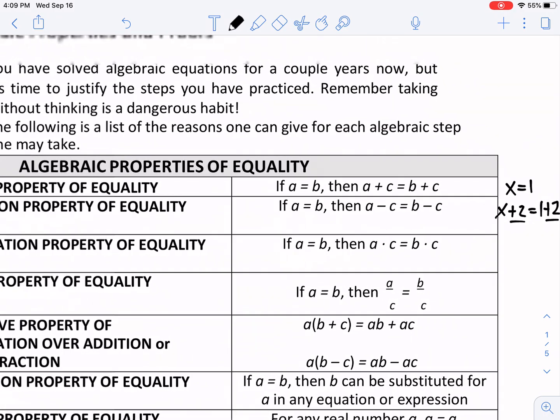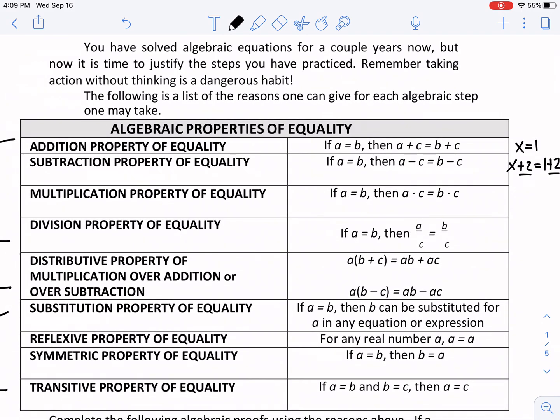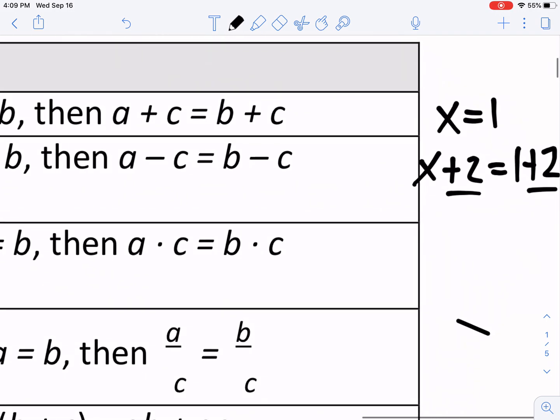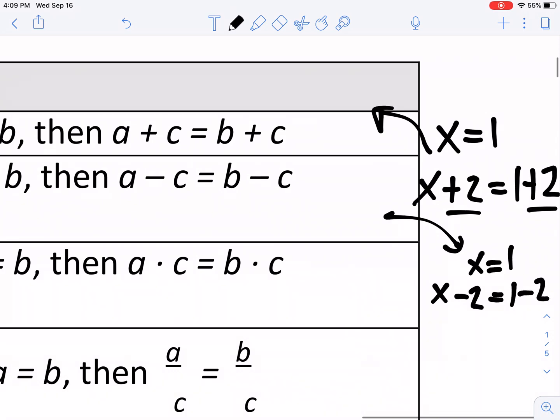The subtraction property of equality, you guessed it, says I can subtract the same thing from both sides. So if A equals B, then A minus C equals B minus C. Let's go back to our example over here. Now let's look at this one here. Using the same idea, if I have x equals 1, then I can subtract the same thing from both sides. Let's use our arbitrary number 2 again. That means I can have x minus 2 is equal to 1 minus 2. I can subtract the same number as long as I do it to both sides.